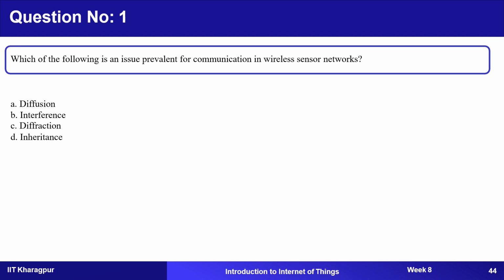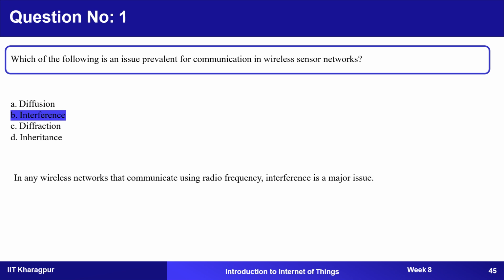Yeah. So the correct option for this is interference. Basically, in any wireless network that communicates using radio frequency, interference is a major issue. What happens in wireless networks is that a particular mobile node can get signals from different cells, due to which these signals may interfere with each other, right? So this is one of the major issues in case of your wireless sensor networks.